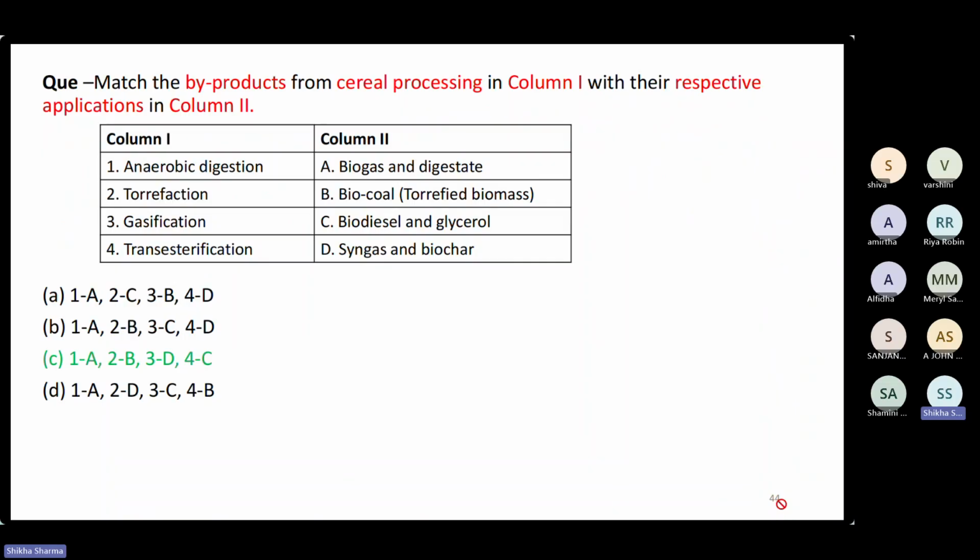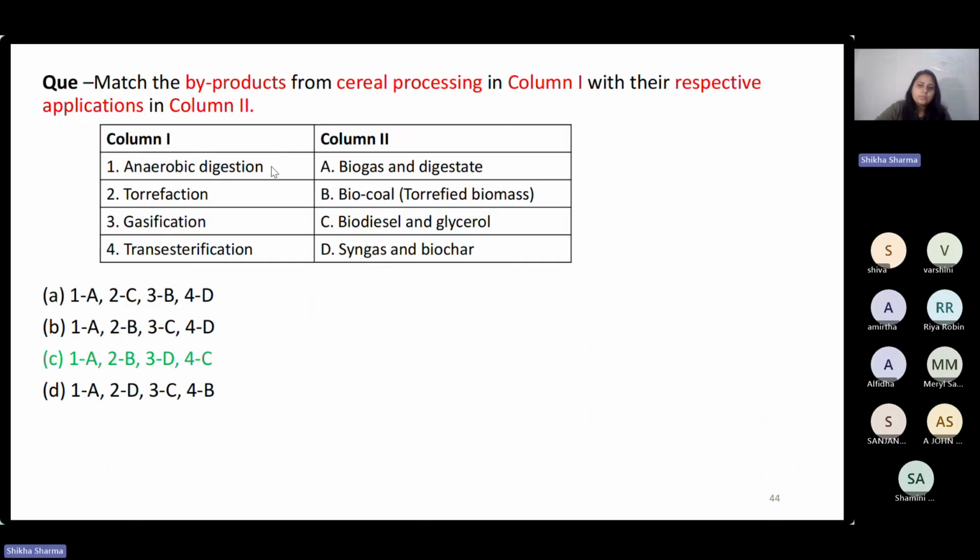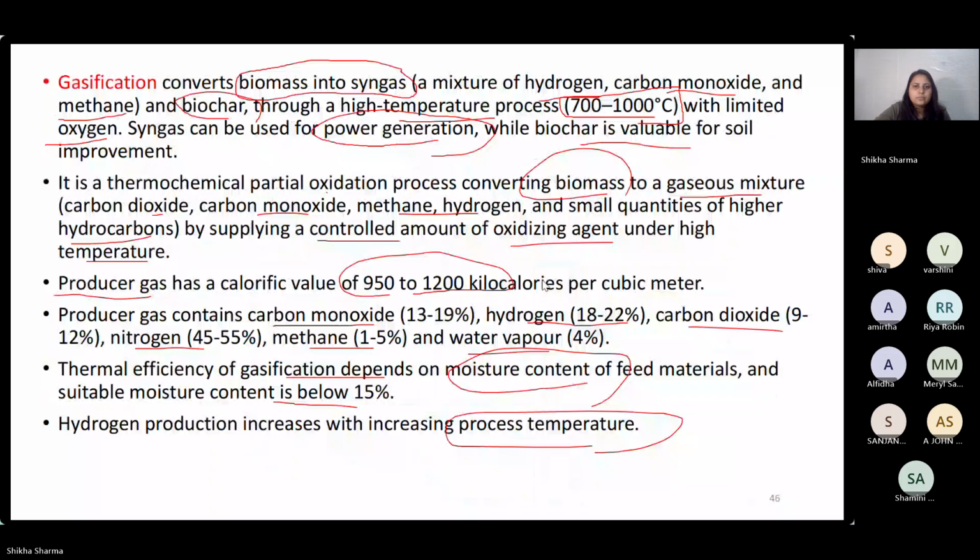So here in this question, if we see, anaerobic digestion is basically related to biogas and digestate. Then torrefaction is related to biocoal or torrefied biomass. Gasification is related to biodiesel, sorry, syngas and biochar. And trans-esterification is related to biodiesel and glycerol.